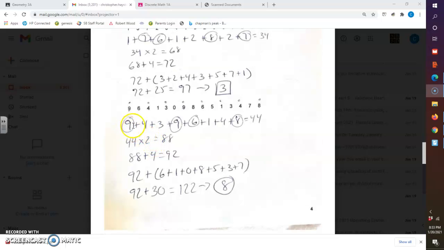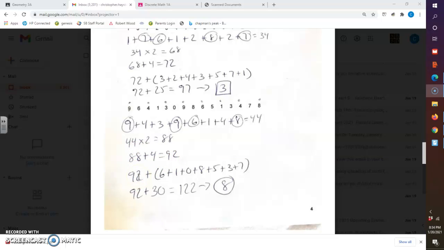Last one. 9, 4, 3, 9, 6, 1, 4, 8. Adding the odd spotted numbers, I get 44. I double it to 88. There's 4 numbers bigger than 4. 4 does not count. It's got to be 5 or bigger. So 88 plus 4 is 92.